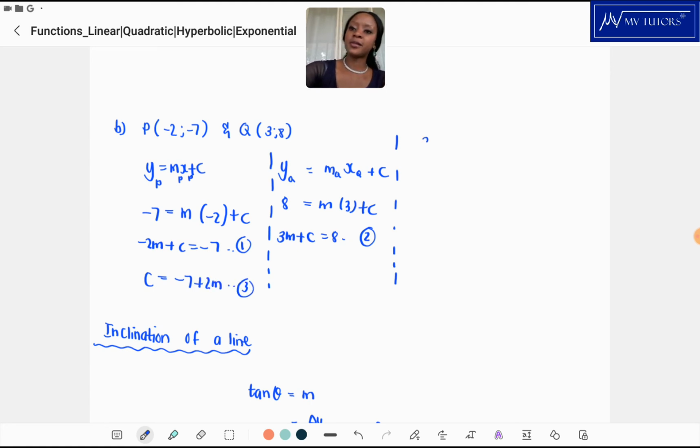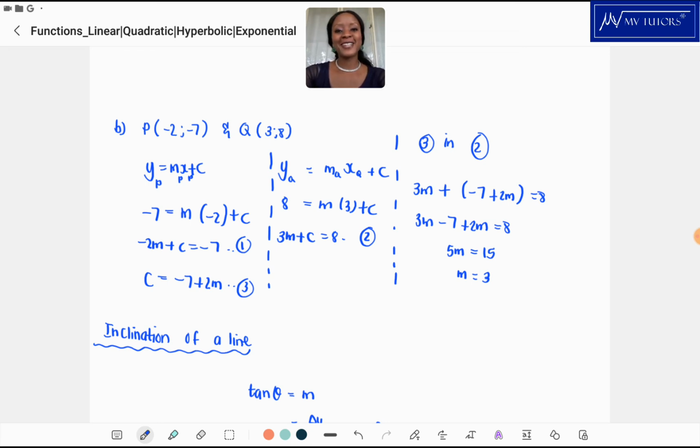So I can substitute 3 in 2. Now I have 3m plus C, and I know that my C is -7 plus 2m, and that is all equal to 8. This is what we have. I'm going to keep the m's on one side, so I have 5m, and I'm going to take 7 to the other side. I have 15. So m is equal to 3.